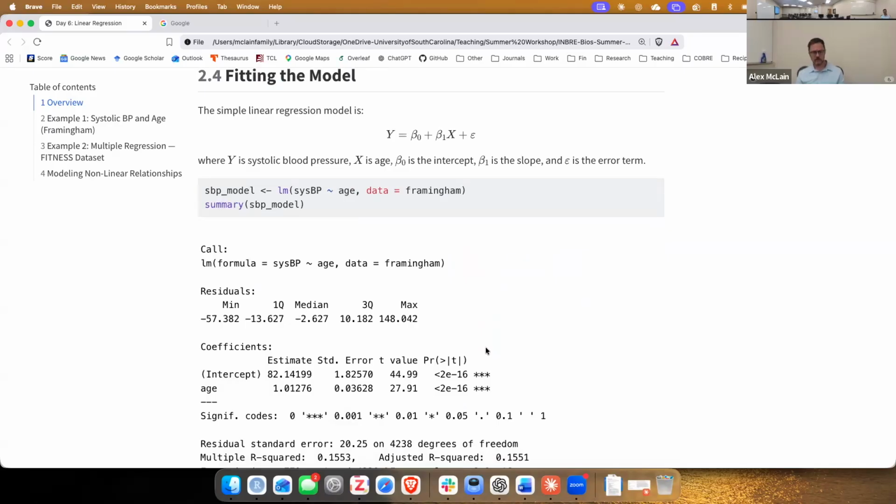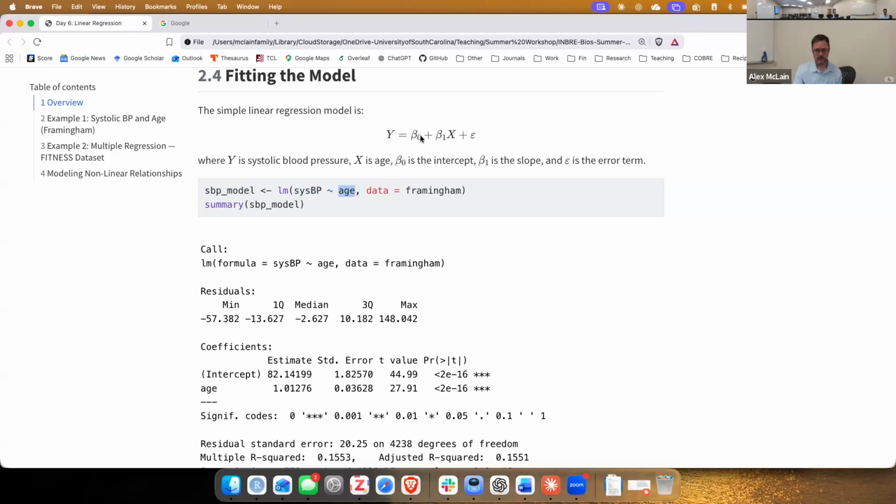Okay, so to fit the simple linear regression model that we see right here, I'm going to use the lm function in R. And what we're doing here is using this tilde part right here. This is giving R the formula for the linear regression line. The sysbp, that's our y variable. And then after the tilde, we're going to give it our x variables. So here we only have one x variable, age.